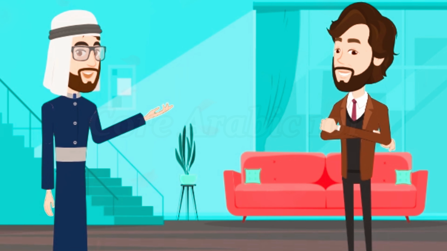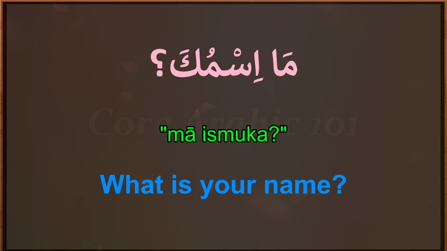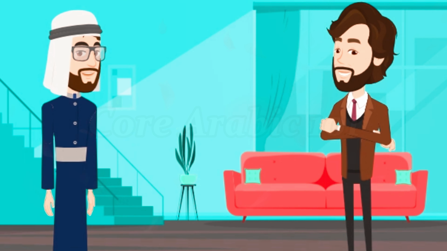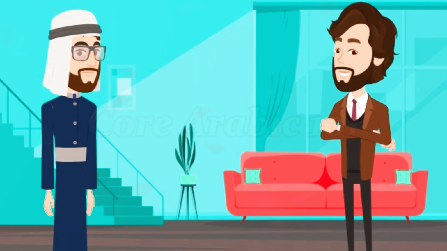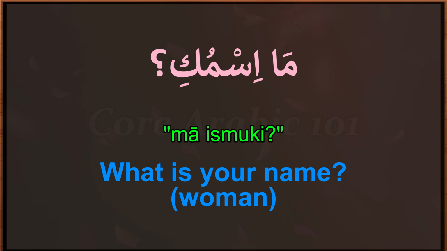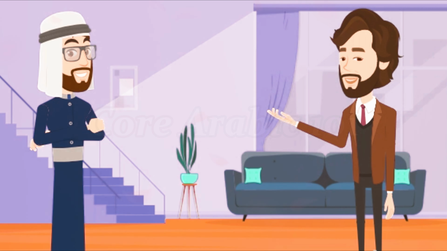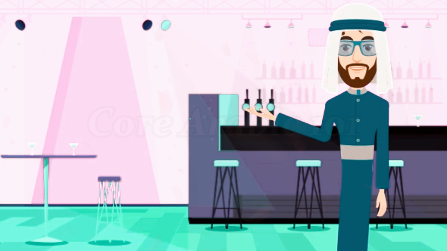Exactly. Let's practice asking the other person their name. If you are talking to a man, you ask, Ma ismuka. What is your name? Excellent. And if you are asking a woman, you change the ending slightly. Ma ismuki. Ah, so the ending vowel changes depending on who I'm talking to. Exactly. You're catching on fast.